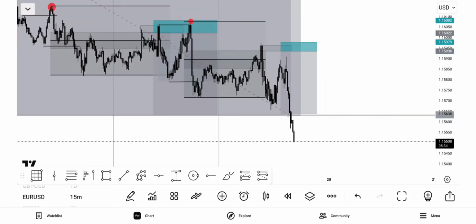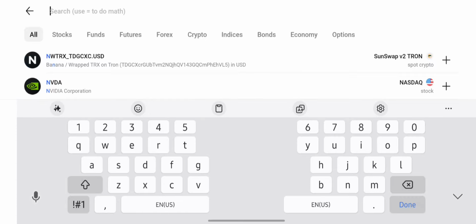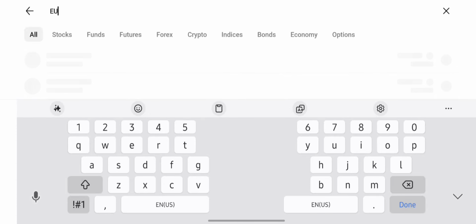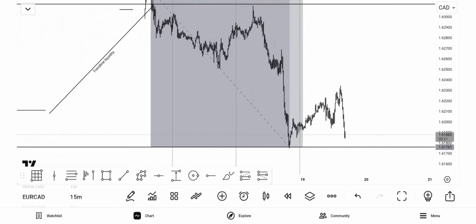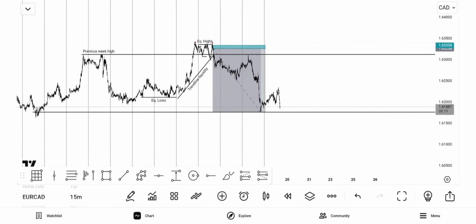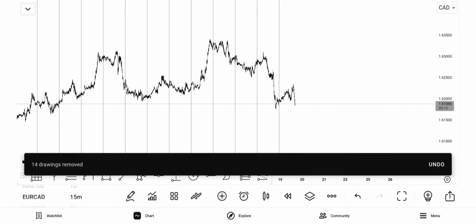Then lastly, the last position. This video is getting too long. For the Euro Card, the same thing. So I'll be clearing my charts. So what are we doing?